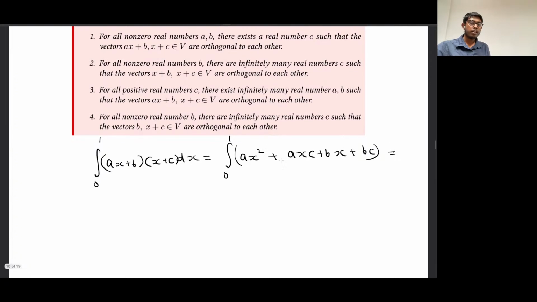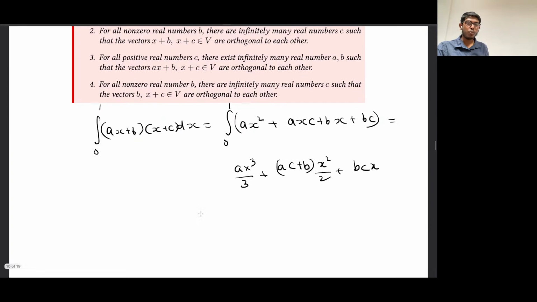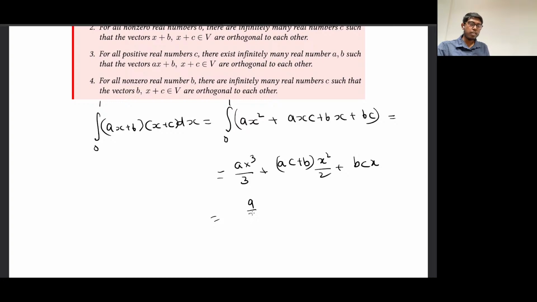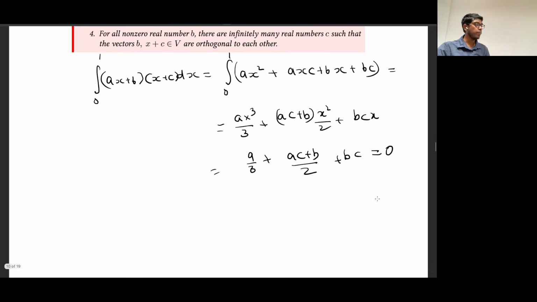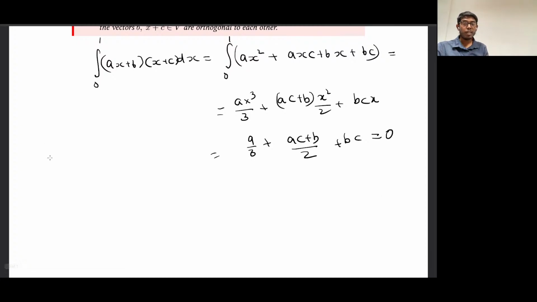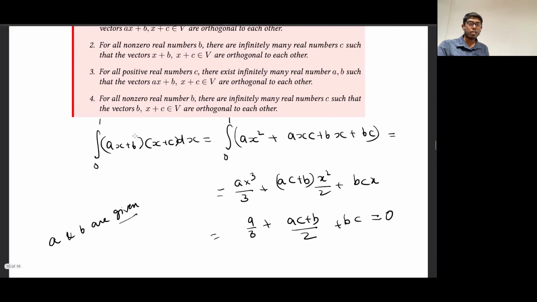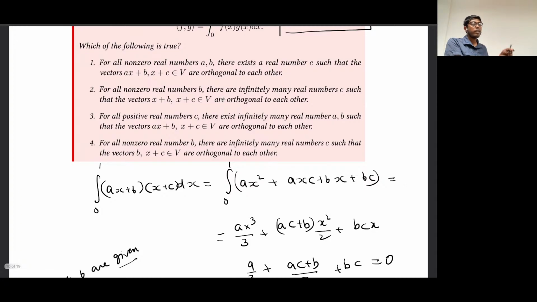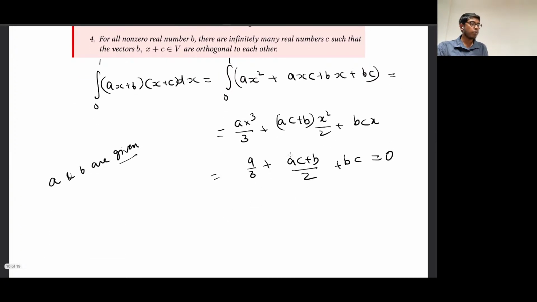This equals the integral from 0 to 1, and integrating, we get aX cubed by 3 plus (ac plus b) X squared by 2 plus bcX. When you put in 0 and 1, you get a by 3 plus ac by 2 plus b by 2 plus bc, and you want this to be 0. Now a and b are given, and what we need to determine is c. Given a and b, can you find a number c? So let's see if we can always solve for c.